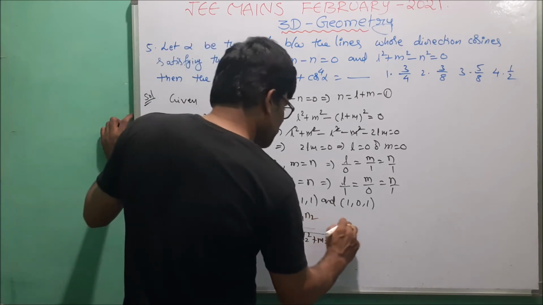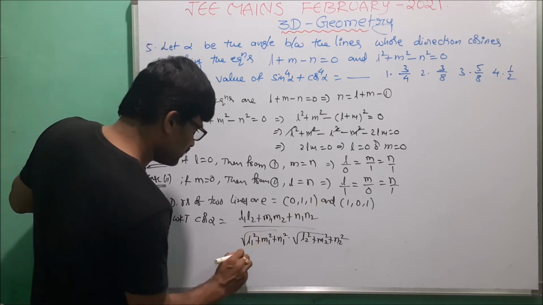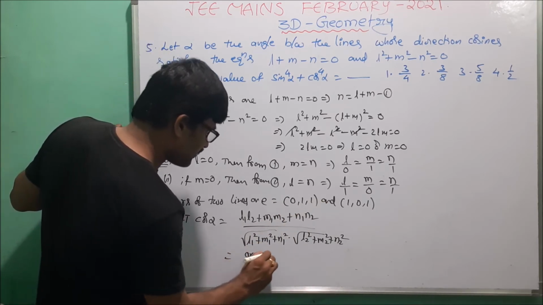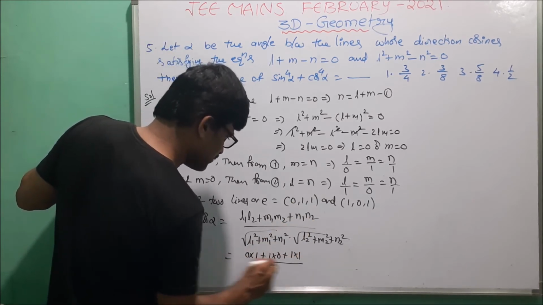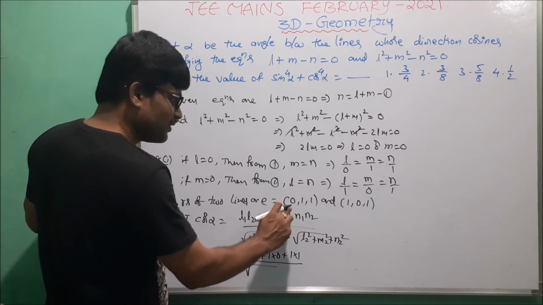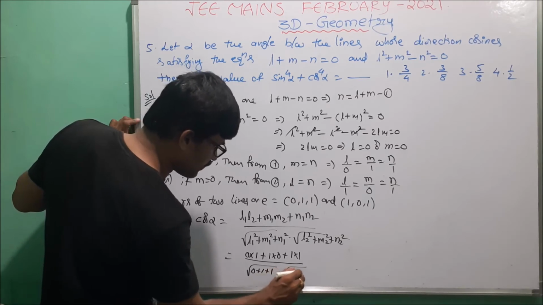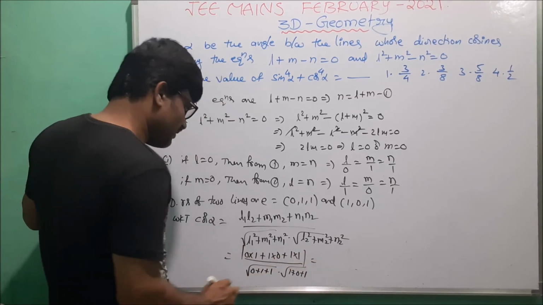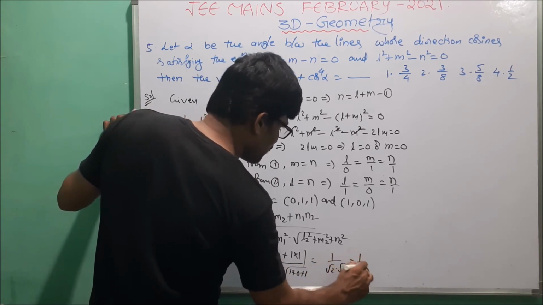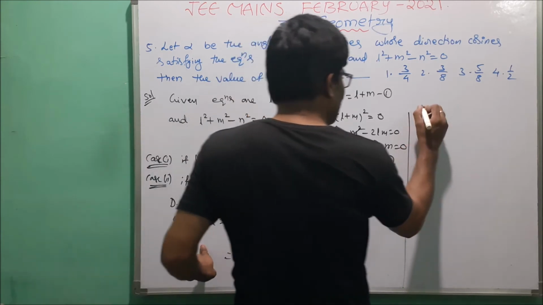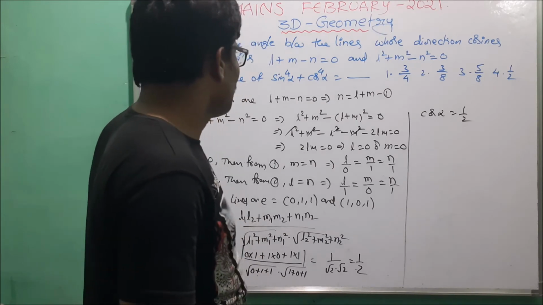Now we take l1 l2, 0 into 1, plus m1 m2, 1 into 0, plus 1 into 1, by root of 0 plus 1 plus 1 into root of 1 plus 0 plus 1. This is modulus. Now we take 1 by root 2 into root 2, that is 1 by 2. So cos alpha value is 1 by 2.